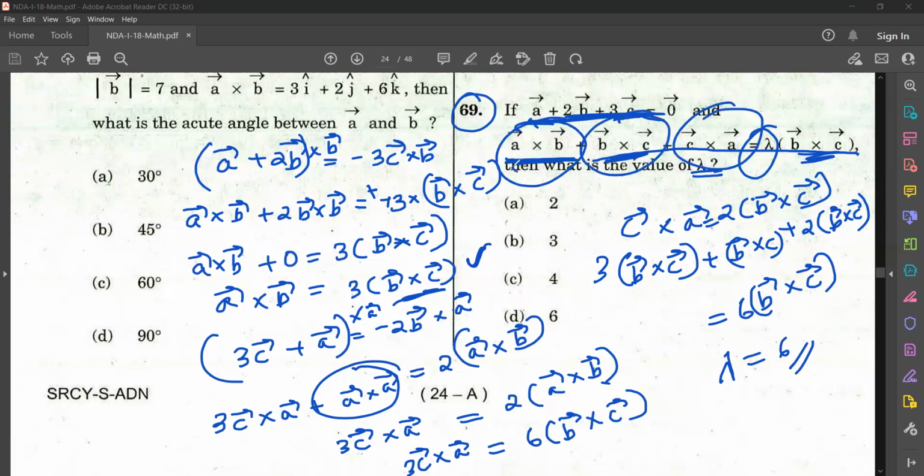So what I did, I expressed A cross B in terms of B cross C, expressed C cross A in terms of B cross C. Then I substituted here, I got lambda as 6. That is option D, 6. Option D, 6 is the correct answer.